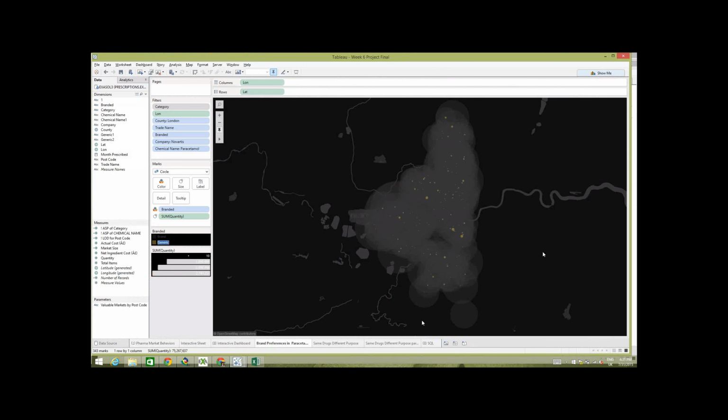Okay. I think maybe I noticed you disaggregated the latitude longitude, so you're showing exact locations of GP practices.